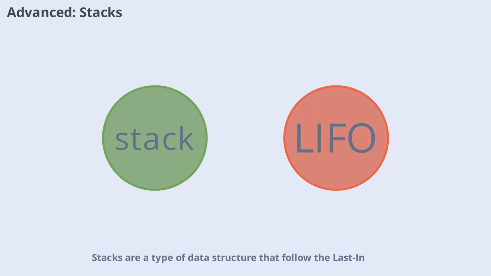Stacks are a type of data structure that follow the last-in, first-out, LIFO, principle. In Python, you can implement a stack using a list, using append to add items and pop to remove the last item. Stacks are useful for tasks like undo functionality, parsing expressions, and managing function calls. Understanding stacks helps you solve a variety of algorithmic problems.